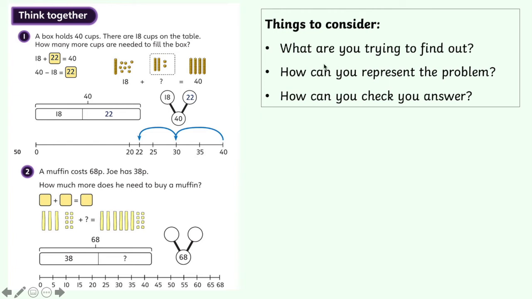The things to consider are this. What are you trying to find out? How are you going to represent the problem? And also think about how you can check your answer. So, time for you to have a go. Question 2. A muffin costs 68p. Joe only has 38p. How much more does he need to buy a muffin?